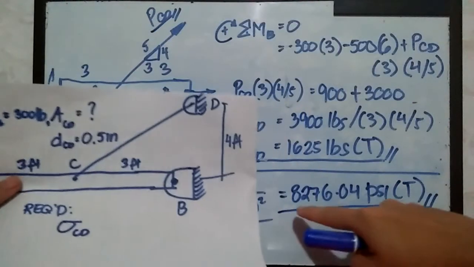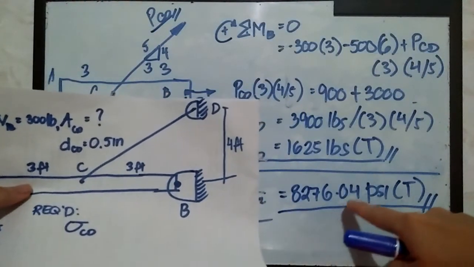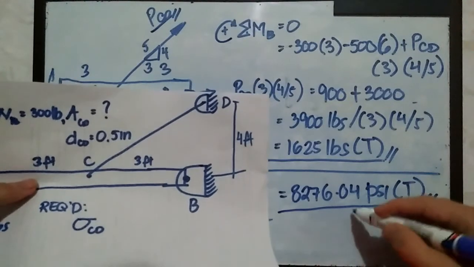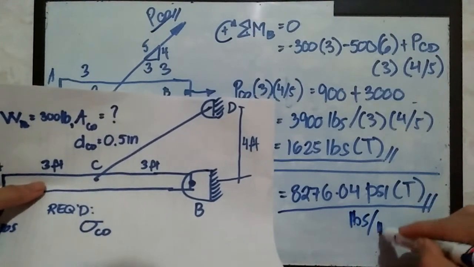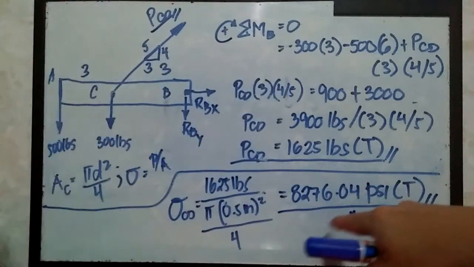So it's equivalent to 8,276.04 psi, or pounds per square inch. So that's why it's in psi.